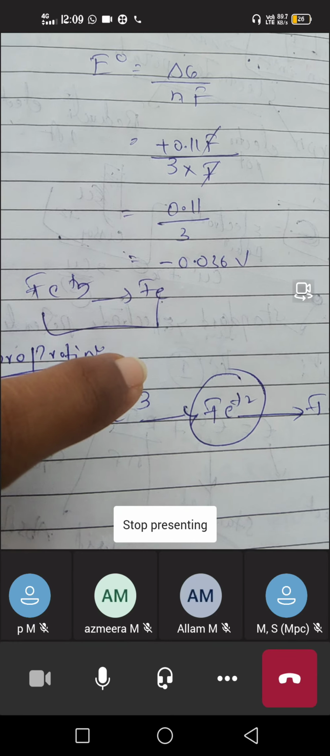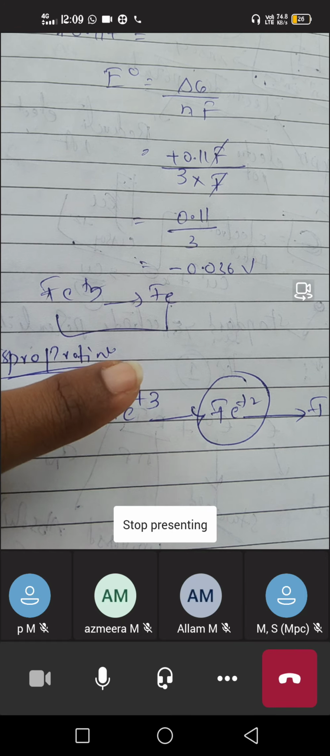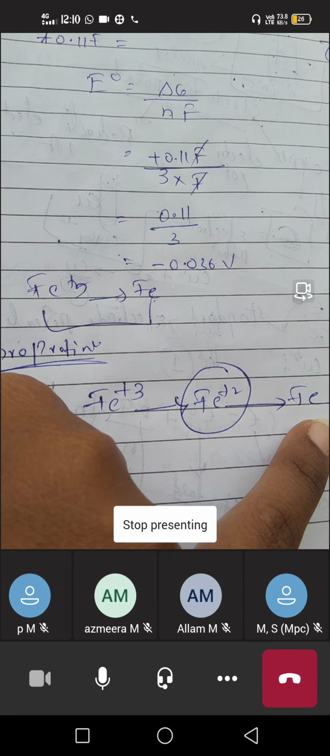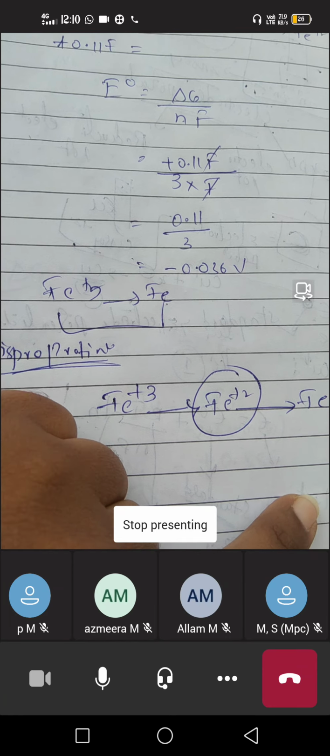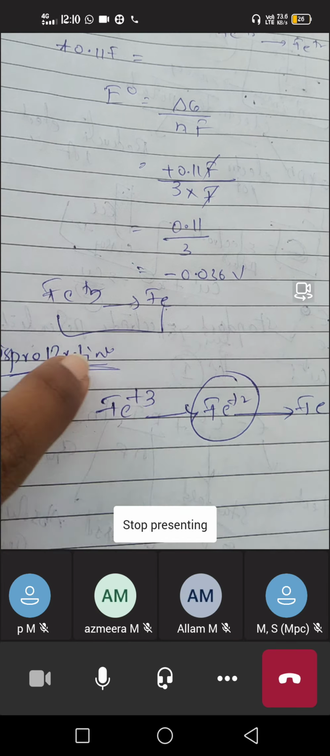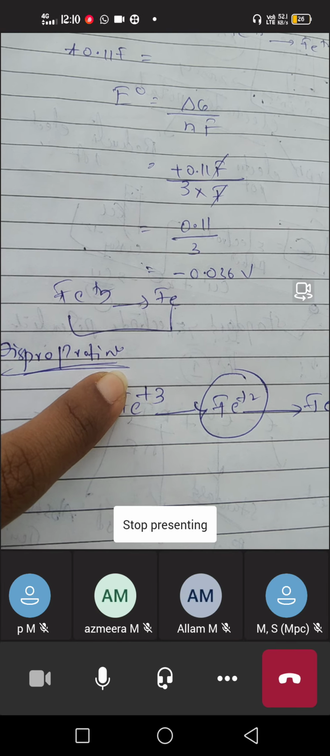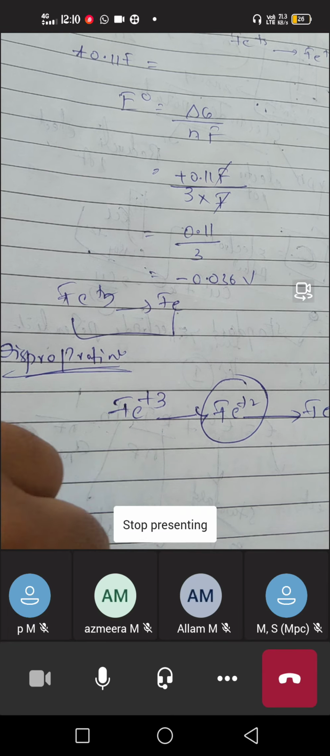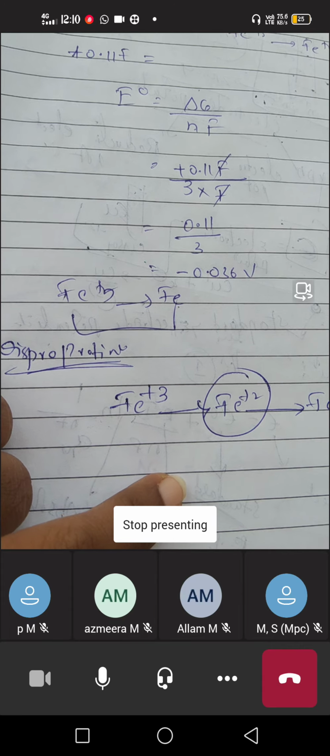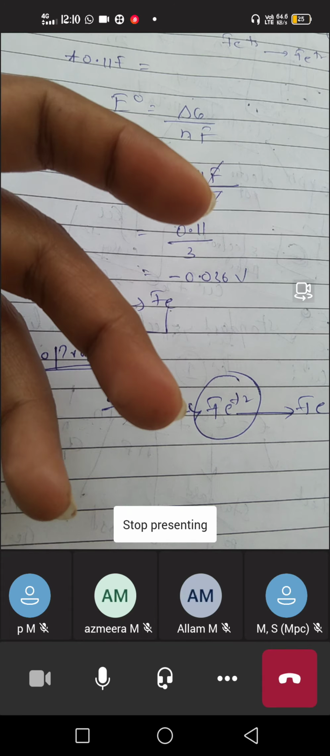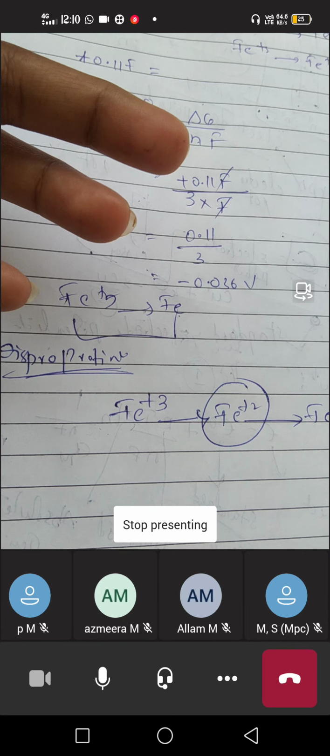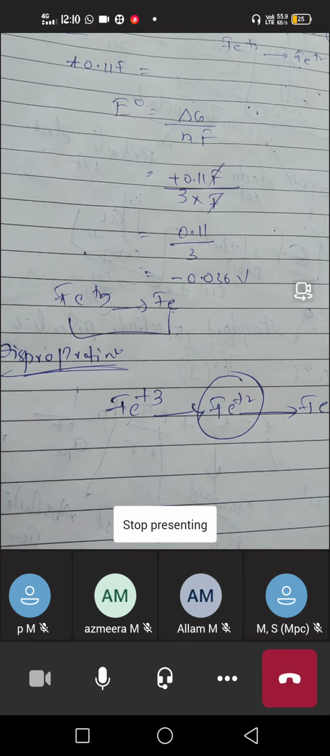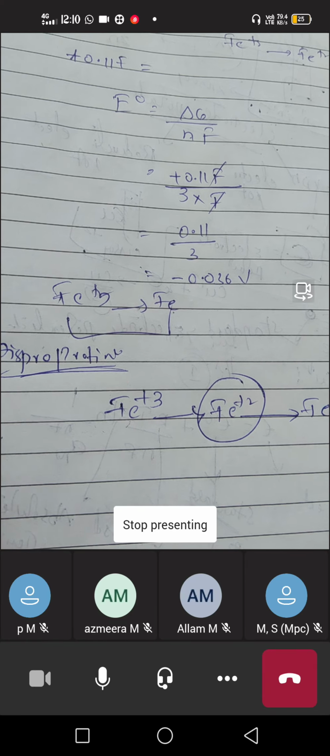So Fe+3 to Fe+2 means here one electron is added, that is, reduction is going on. Fe+2 to Fe means here oxidation is going on. That means the same element is present in different oxidation states, here +3, here 0. Here it is undergoing oxidation and it is undergoing reduction. So this is called an auto redox reaction. Auto means self, by itself. Redox reaction means when reduction and oxidation are both undergoing at the same time, that is, simultaneously.